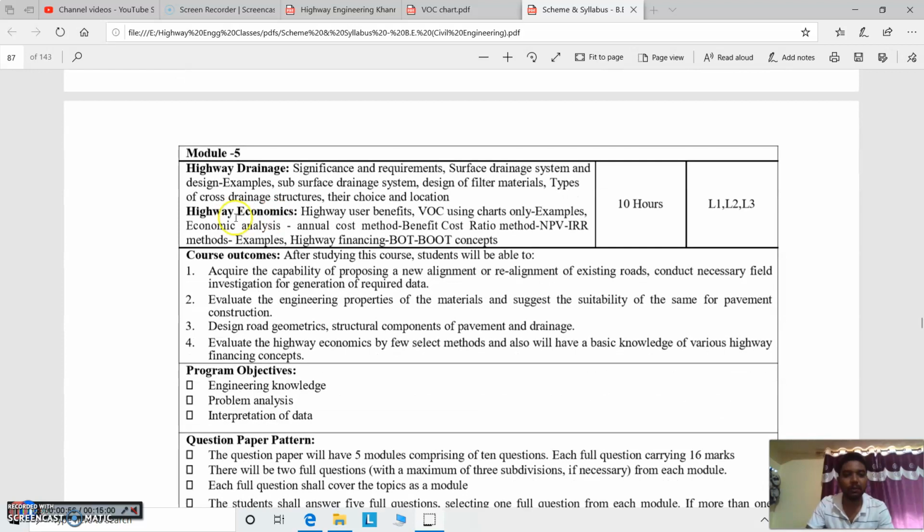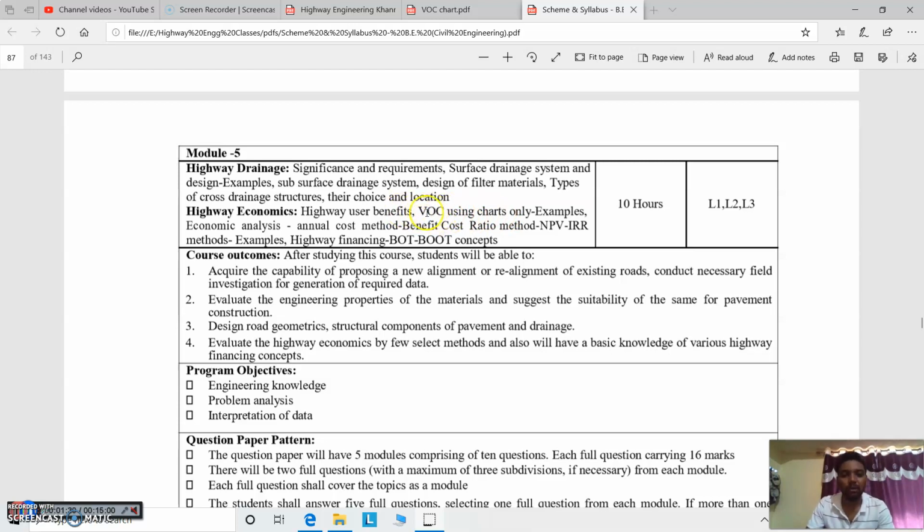In module number 5 I will discuss highway economics, and I have also shared the highway user benefits content and vehicle operating cost using charts, and then economic analysis using the annual cost method and benefit cost ratio methods in your Google Classroom. Right, in this video I am going to discuss the examples on vehicle operating cost using charts. Right, these charts will not be provided in your exams.